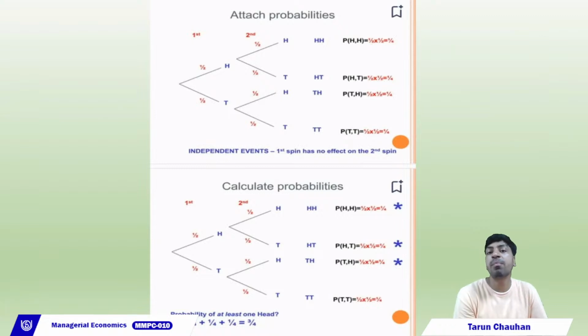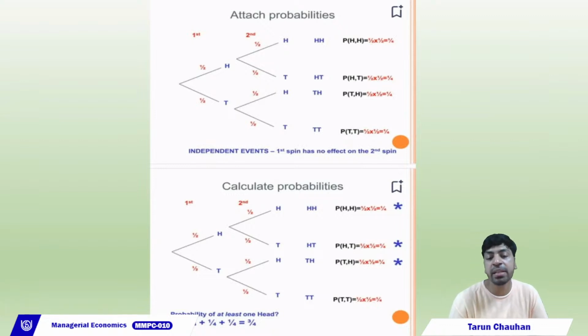So when we calculate the probability of HH, that is half into half, 1 by 4. When we calculate HT, that is head and tail, we take half by half, that is 1 by 4. When we calculate the probability of tail and head, that means half into half, it's 1 by 4. Same for the outcome of tail and tail, half into half is equal to 1 by 4. So these are the probabilities that we attach to the head and tail.